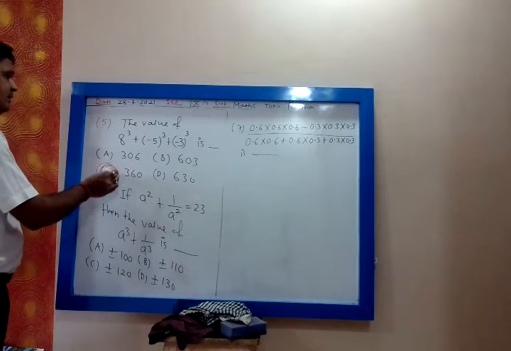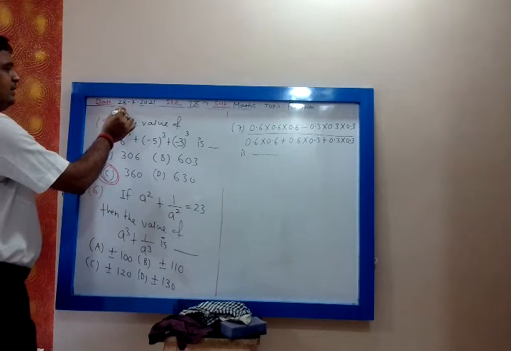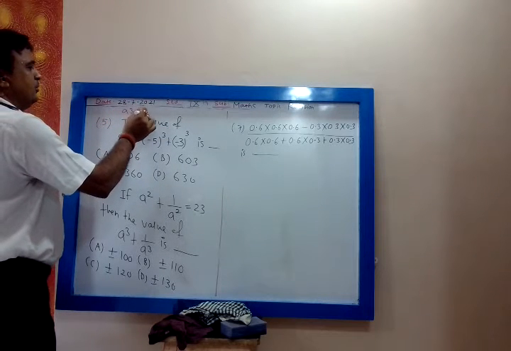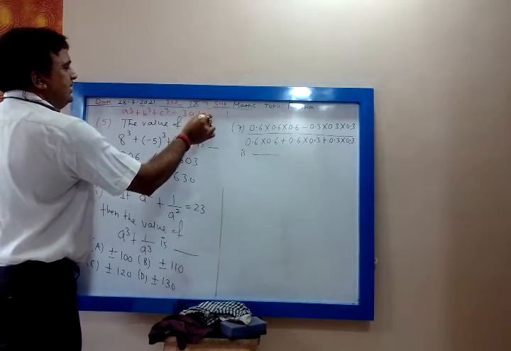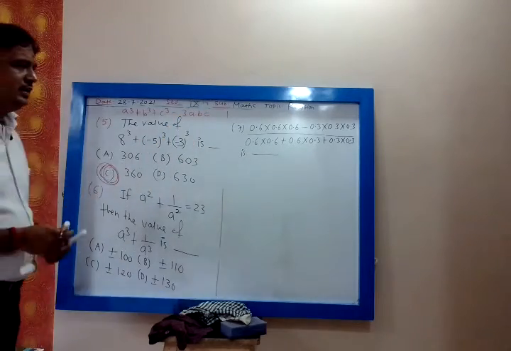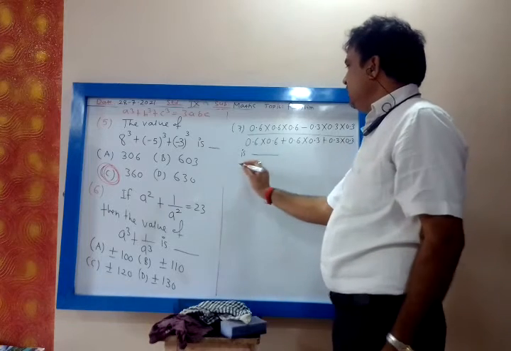360 is the correct answer. Because A plus B plus C is 0, then we use the result A cube plus B cube plus C cube is 3 times A into B into C. Just put the value of ABC, you will get the answer. Now 7th I am writing the answer.